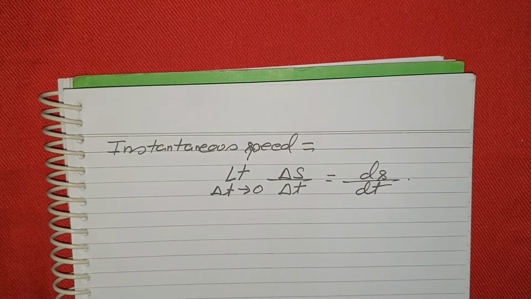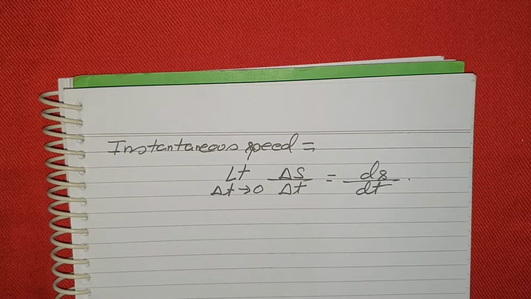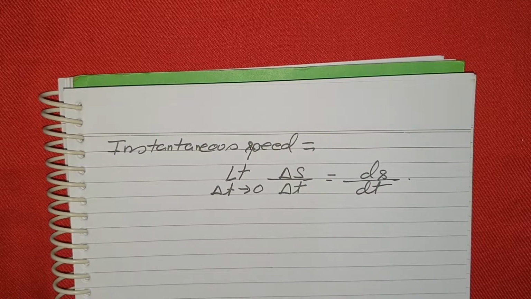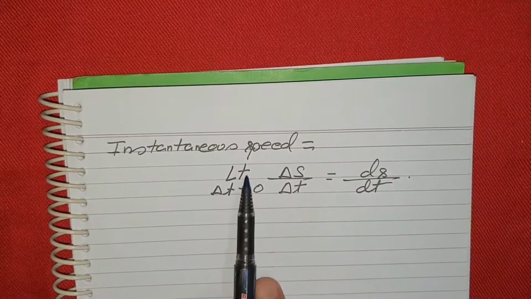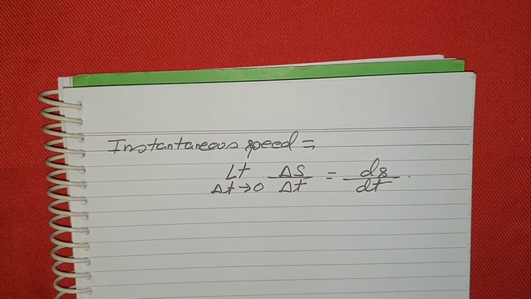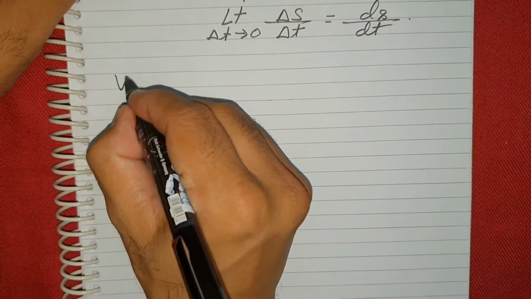Now, in case of uniform motion of an object, the instantaneous speed will be equal to its average speed, only in case of uniform speed. So, this is the instantaneous speed, in which you take the limit delta t tends to 0 of delta s by delta t, or directly ds by dt. The next topic, velocity.